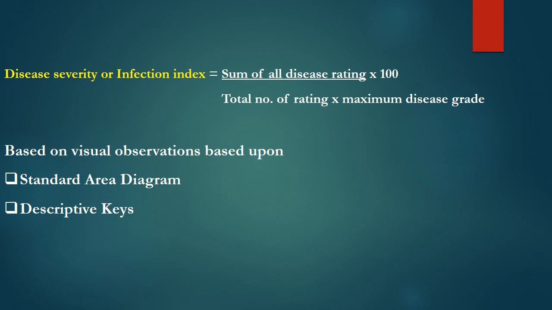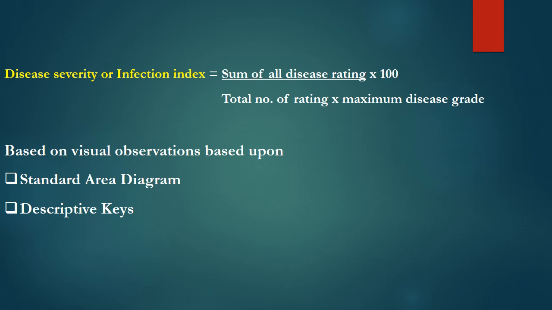Disease severity or the infection index is equal to the sum of all disease ratings divided by the total number of ratings multiplied by the maximum disease grade, and then multiplied by 100. This formula is used in order to measure the disease severity or the infection index.